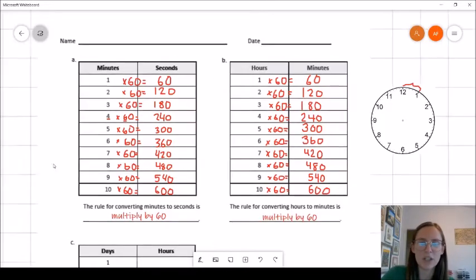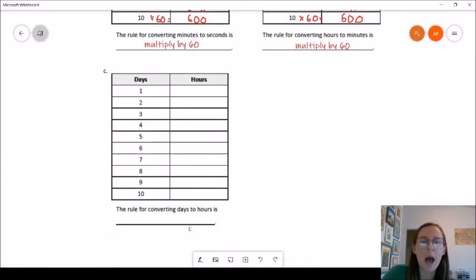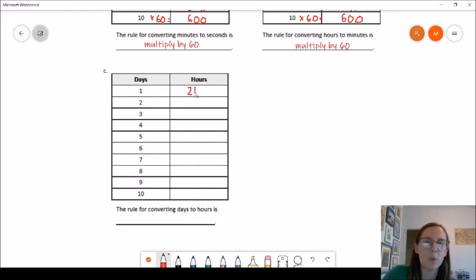Our next conversion table that we're going to be looking at is days to hours. How many hours are there in every day? There are 24 hours in every day. So one day is 24 hours. 2 days would be 48 hours. 3 days, we would have to add on another 24 hours to that.